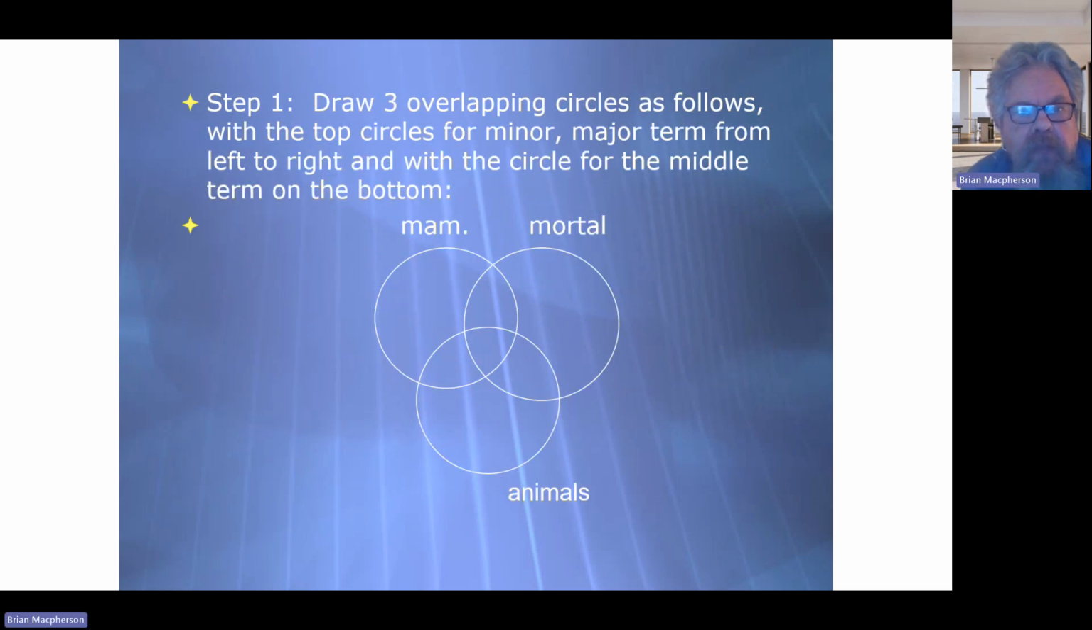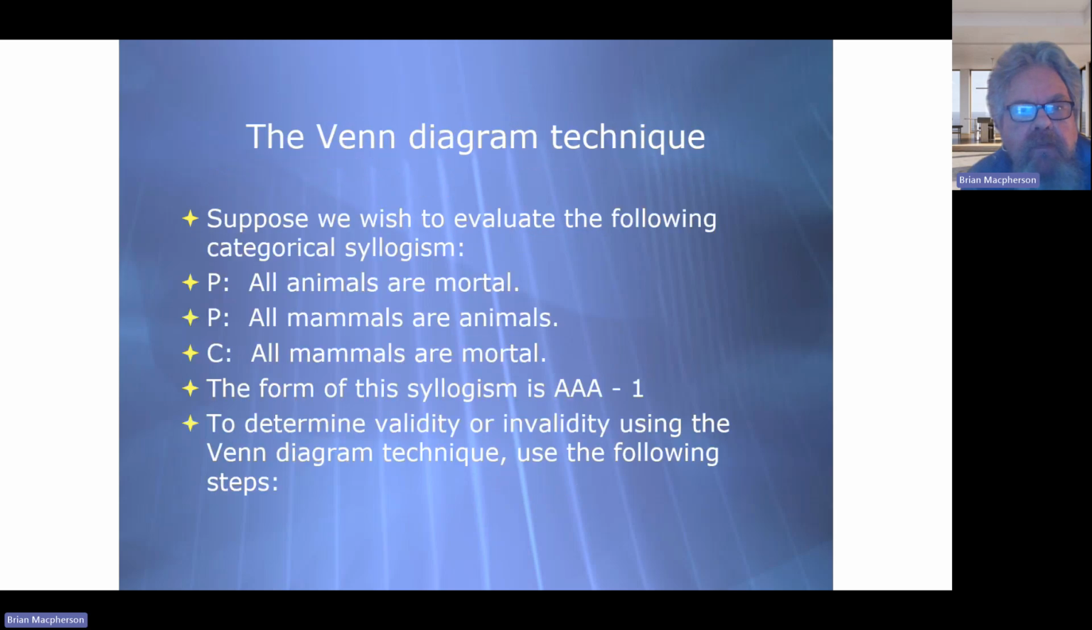Okay, so again, let's just go over this one more time. My syllogism that I'm evaluating is: all animals are mortal, all mammals are animals, all mammals are mortal. We said that that's an AAA-1. The middle term is animals. The major term is mortal.